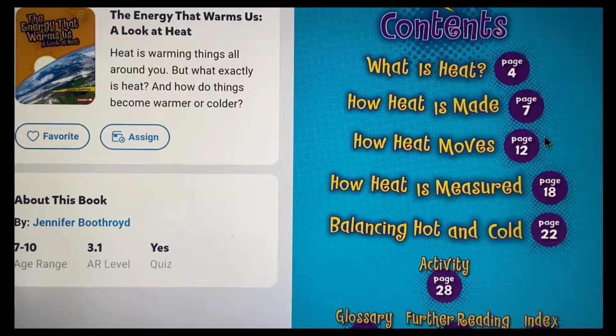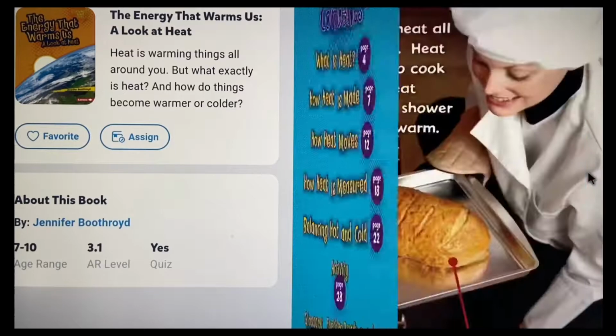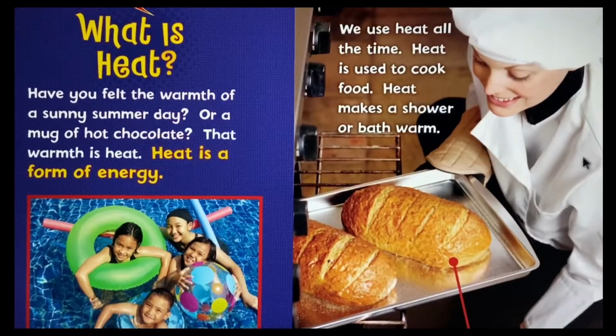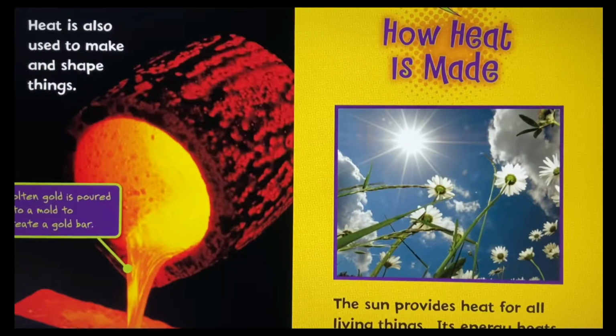The Energy That Warms Us, A Look at Heat. What is heat? Have you felt the warmth of a sunny summer day or a mug of hot chocolate? That warmth is heat. Heat is a form of energy. We use heat all the time. Heat is used to cook food. Heat makes a shower or bath warm. Heat was used to bake this bread. Heat is also used to make and shape things. Molten gold is poured into a mold to create a gold bar.